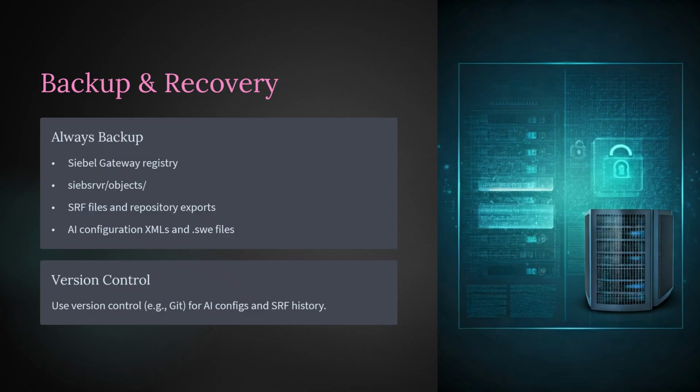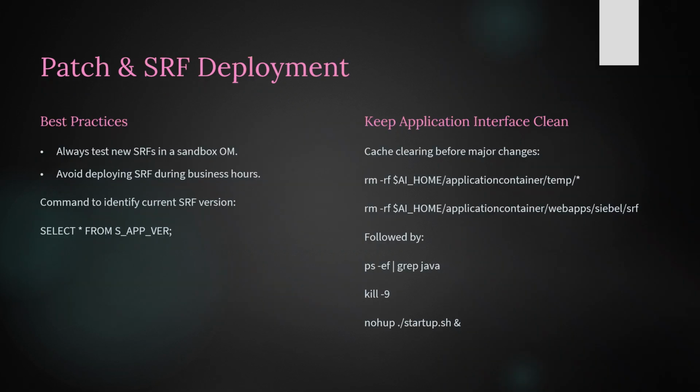If you are working on backup and recovery storage, always check the Siebel gateway and Siebel server objects. In the older versions, take backups of the SRF and repository exports, and of the config files, the XML and SWT files, with recovery storage. For version control, the whole config and SRF history has to be maintained.